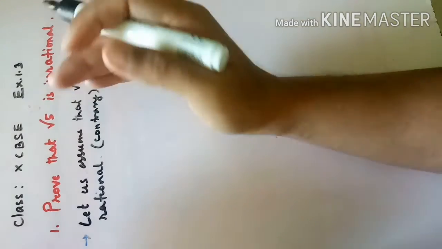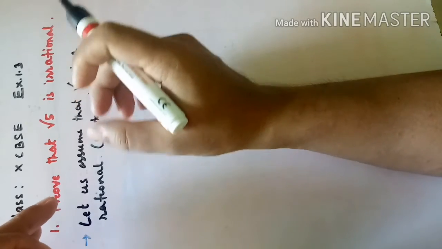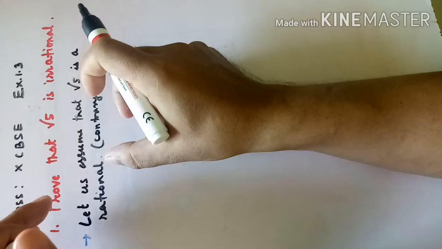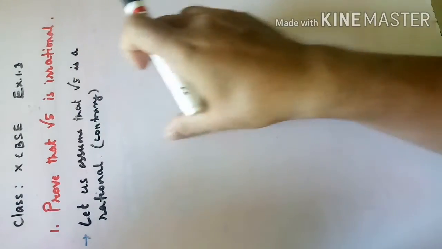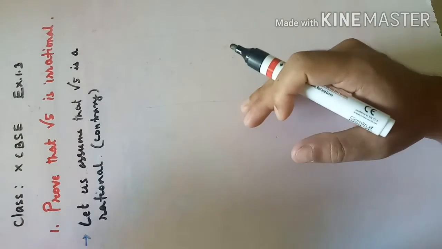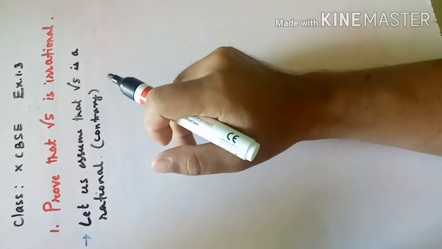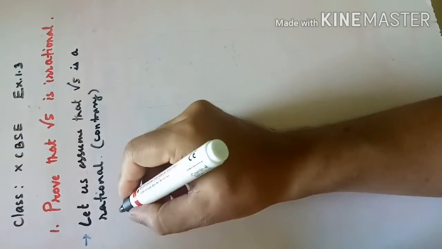So we are taking that root 5 is rational. If root 5 is a rational number, it can be written as p by q, where p and q should not have a common factor. Then while solving, if p and q have any common factor, our assumption will be wrong. That is called contradiction.